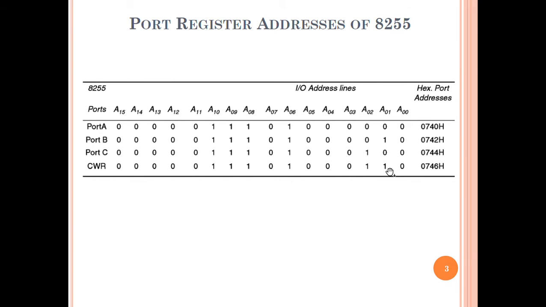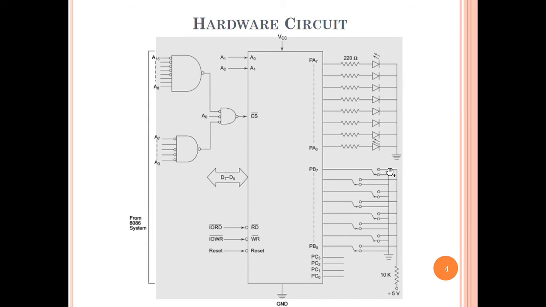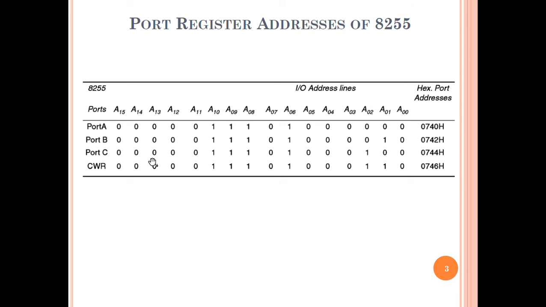the two lines A0 and A1 of 8255 will be connected to A1 and A2 of 8086, for which 00 denotes port A, 01 denotes port B, this one port C, and CWR or control word register.